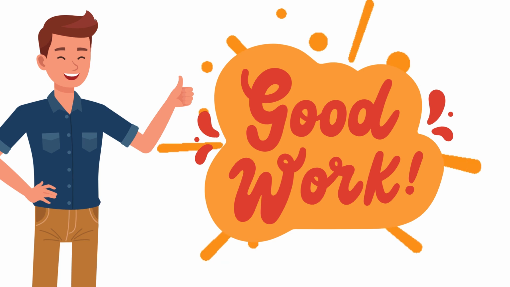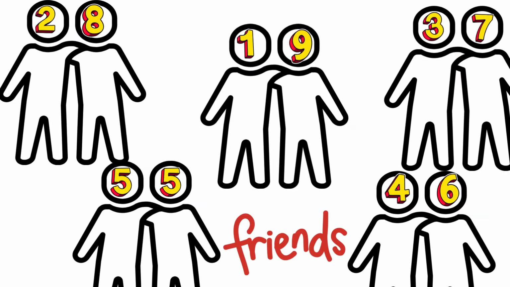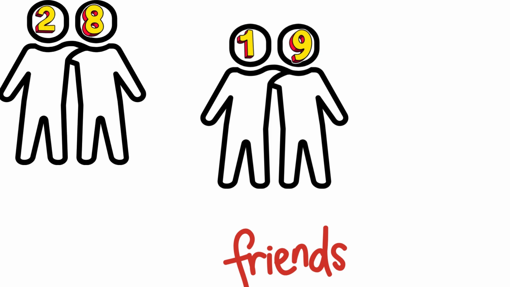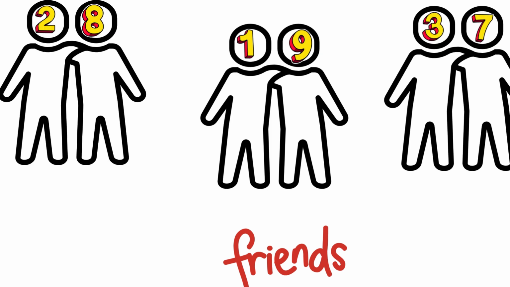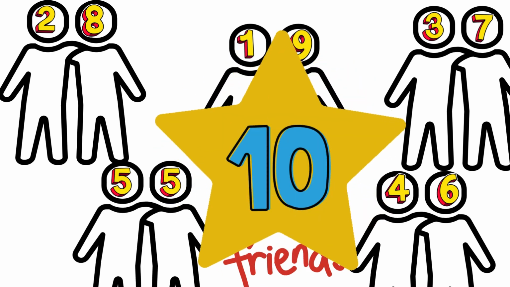Good work! Like the 5 complement pairs, the 10 complement pairs work together to make calculations smoother. These pairs, 1 and 9, 2 and 8, 3 and 7, 4 and 6, and 5 and 5, add up to 10 and enhance efficiency in abacus calculations.